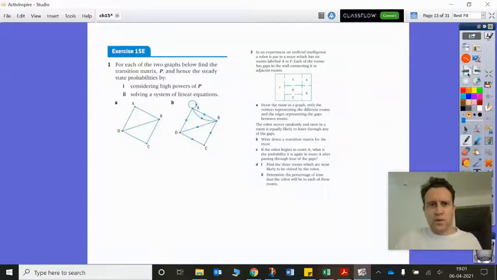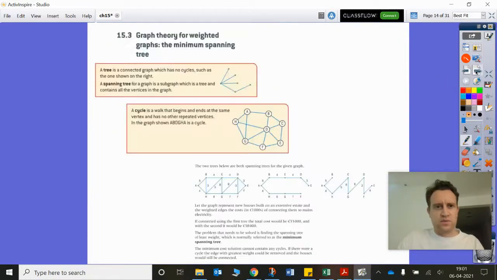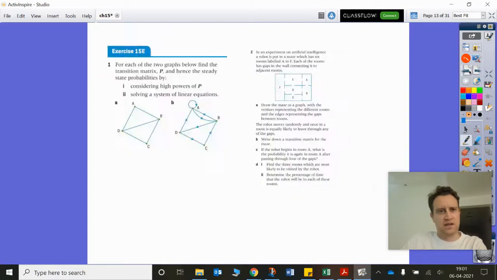Hi there, guys. So we're about to do 15E, and this is before we shift on to spanning trees. So there's some algorithms to make spanning trees next. So we're kind of finishing off the first little period of work here. And this is quite nice.